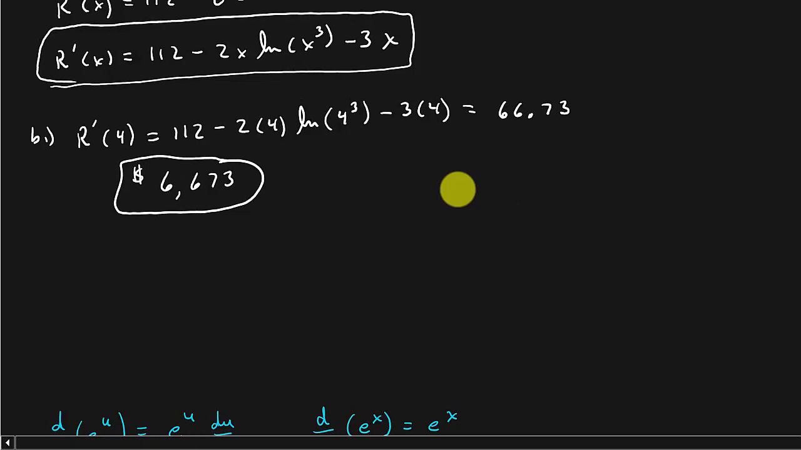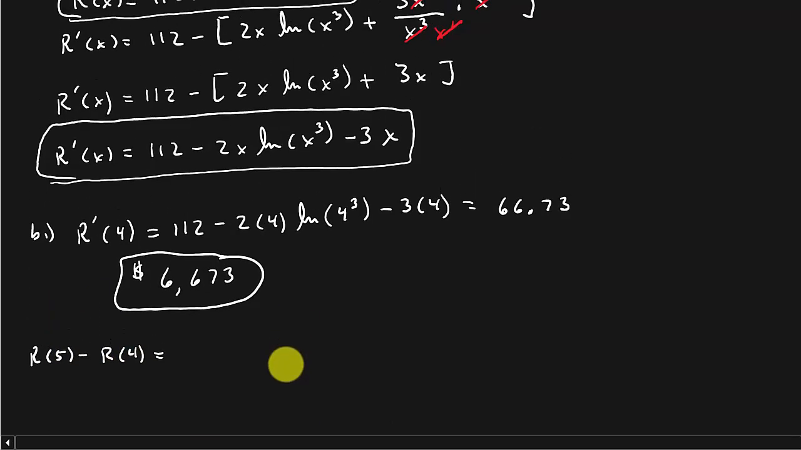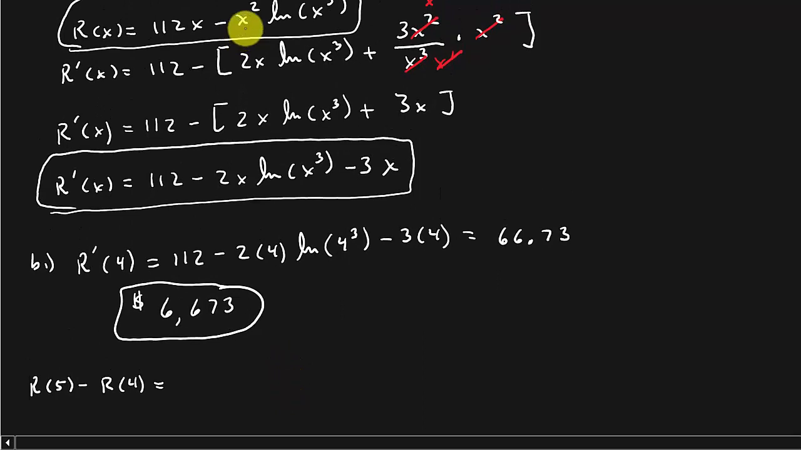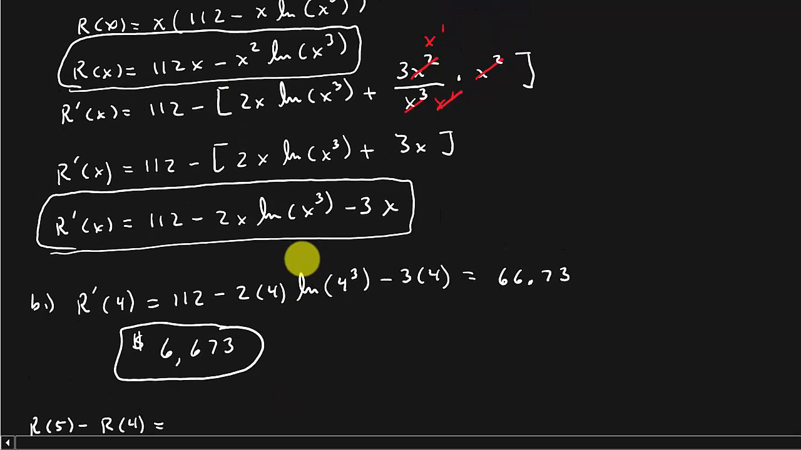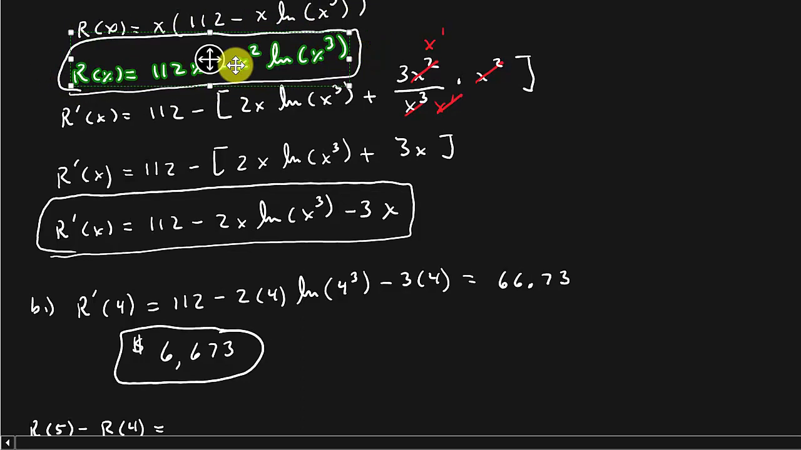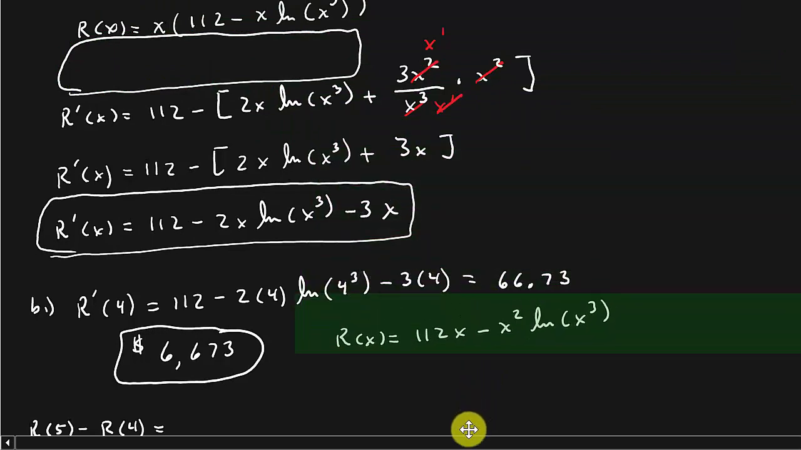And then we want the actual revenue obtained, so that's just R of 5 minus R of 4. And so we're going to plug 5 into the original and 4 into the original. So to do that, let me grab this and move it down so we can see it.